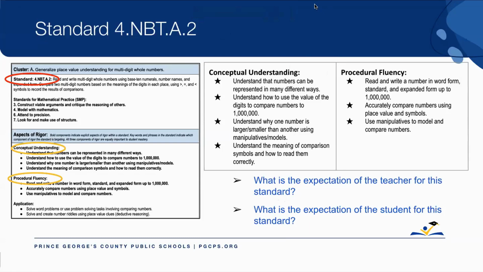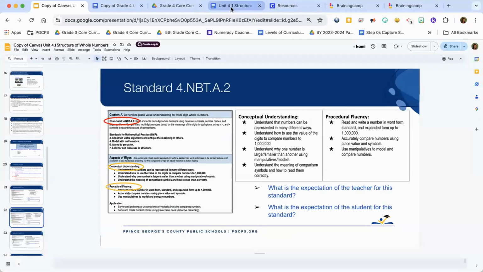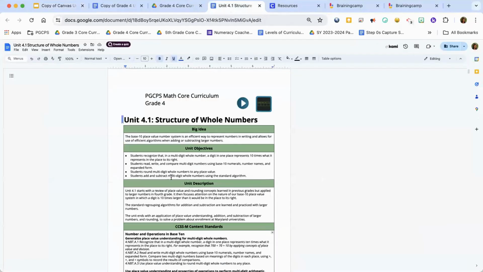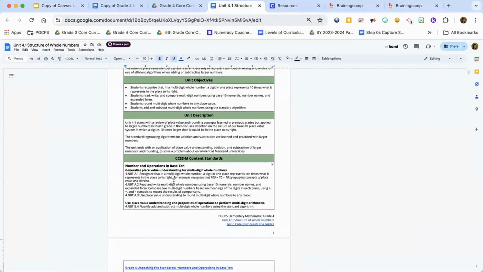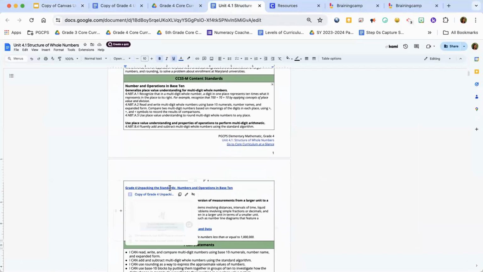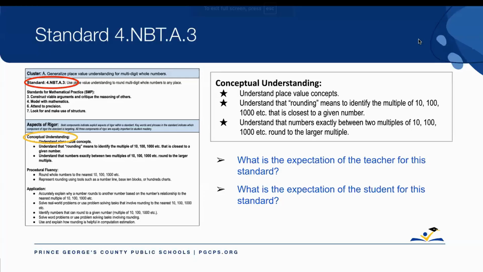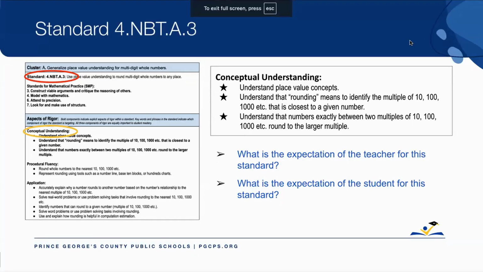Remember that you can access what the teacher is doing by going back to your CFPG, your Curriculum Framework Progress Guide, scroll down, and click on this hyperlink. Standard 4, NBT A3. Use place value understanding to round multi-digit whole numbers to any place. Please review the standards for mathematical practice 3, 4, 6, and 7.